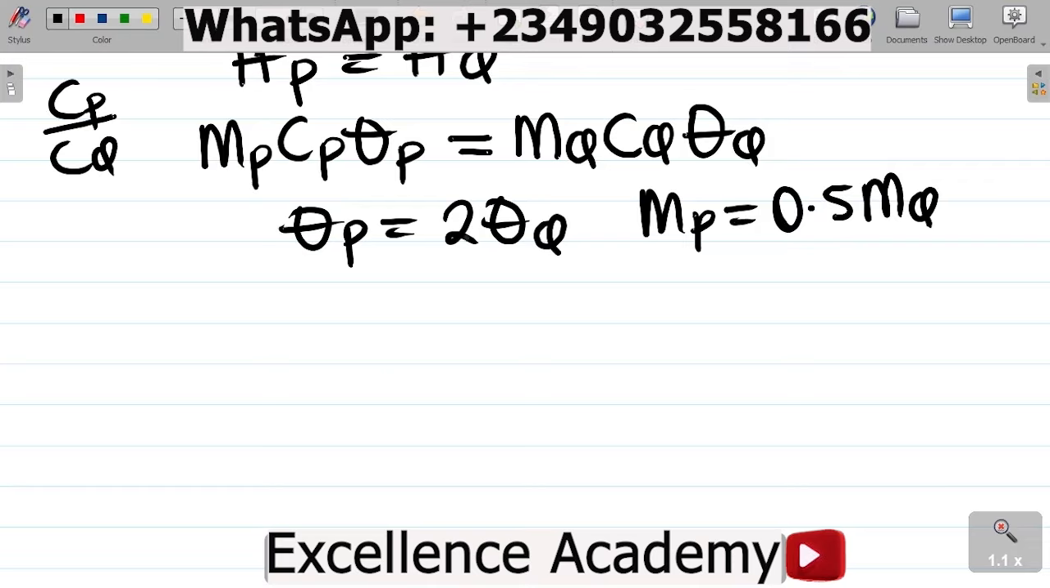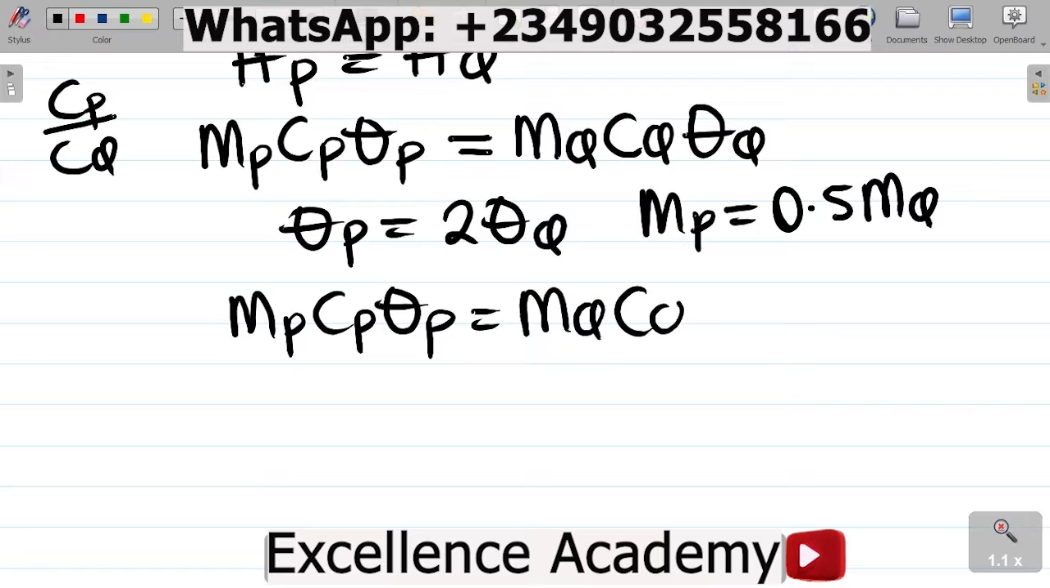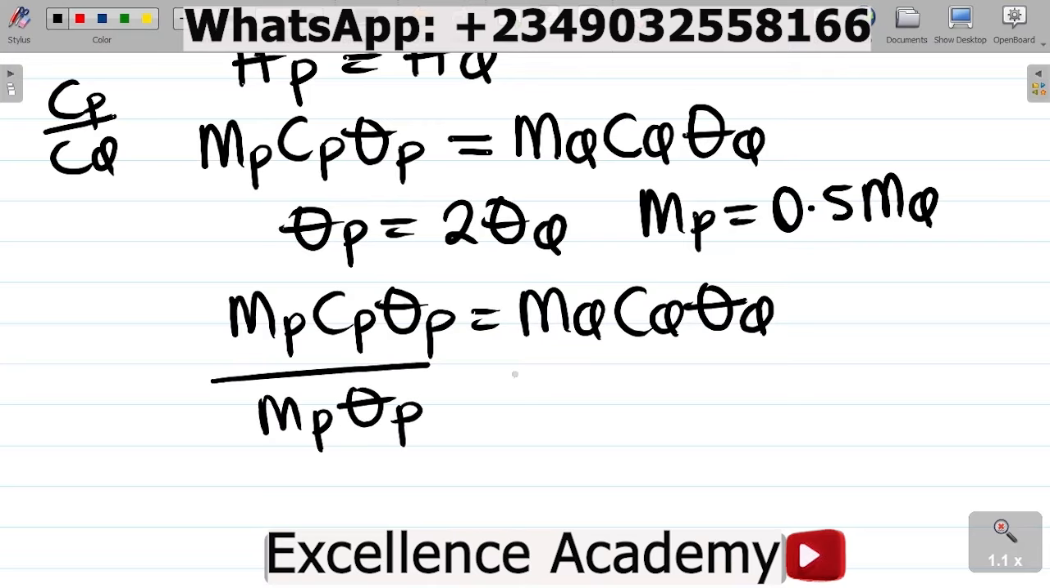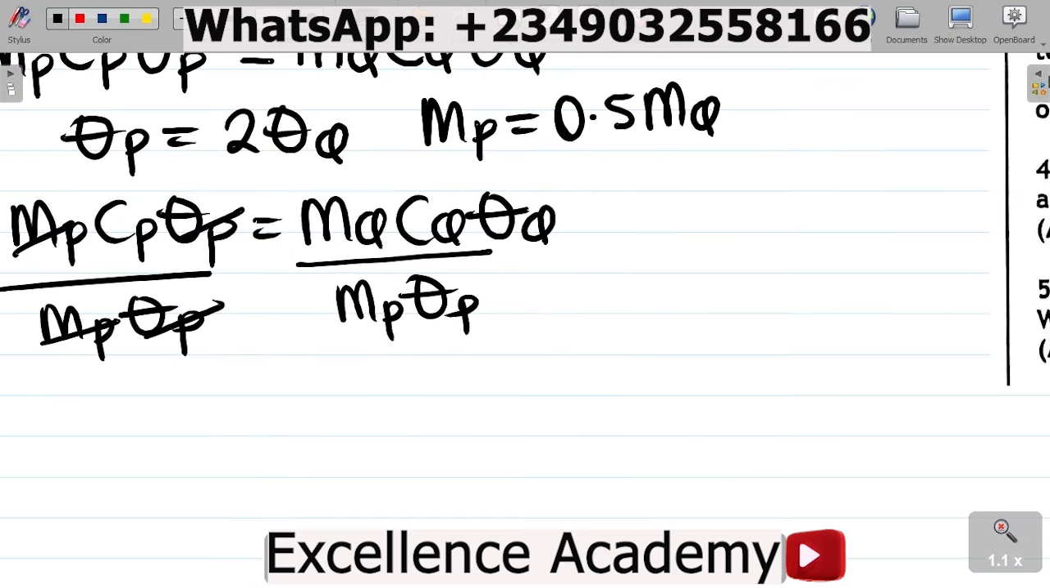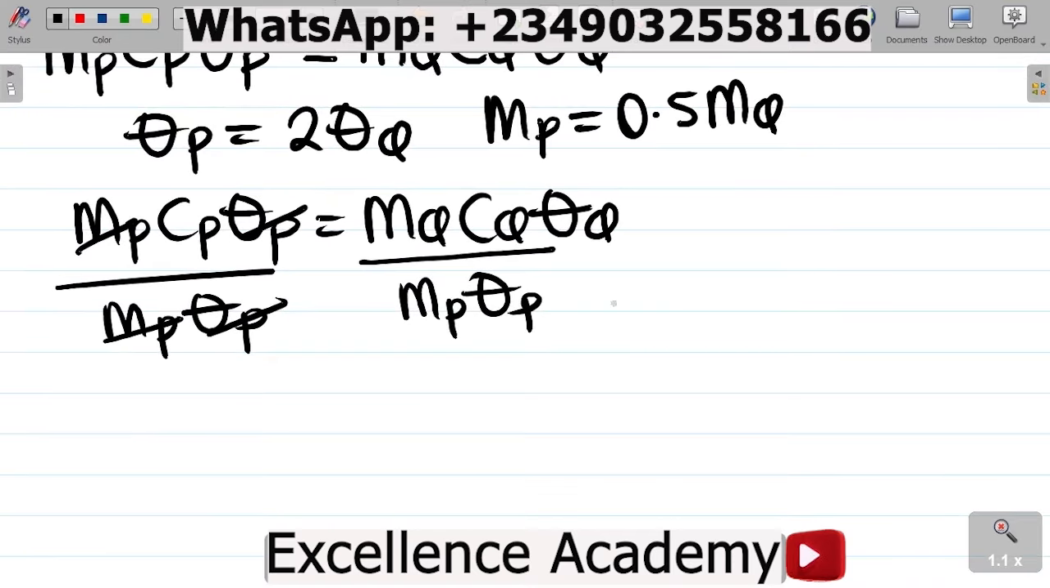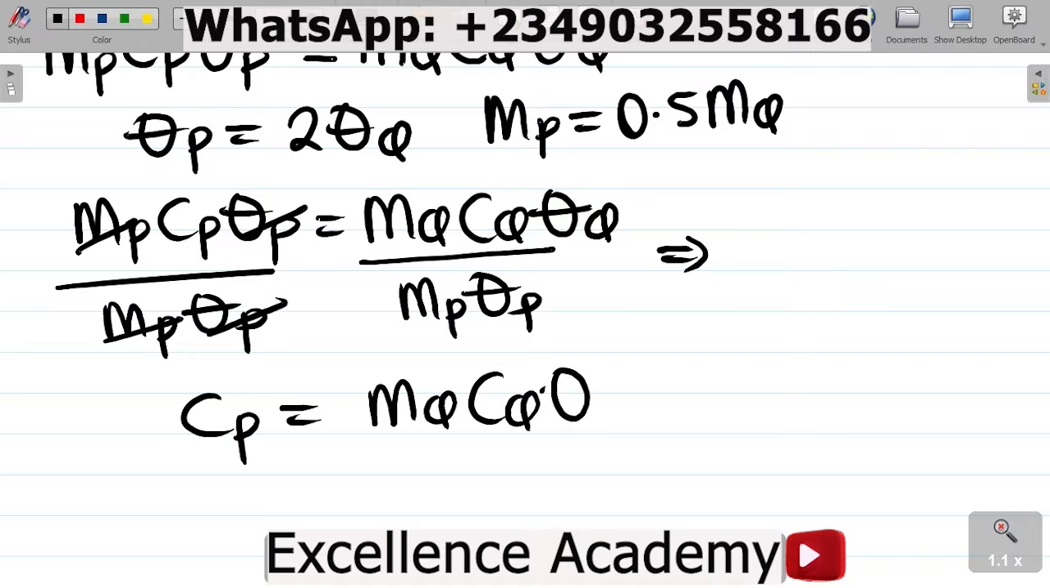From here, all I have to do is simple. I have MP CP theta P is equal to MQ CQ theta Q. How do I get CP over CQ? Divide here by MP theta P, and divide here by MP theta P. This cancels, this cancels. So from here, we'll have that CP is equal to MQ CQ theta Q all over MP theta P.